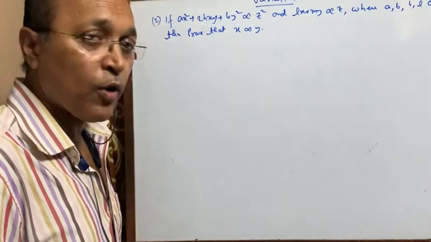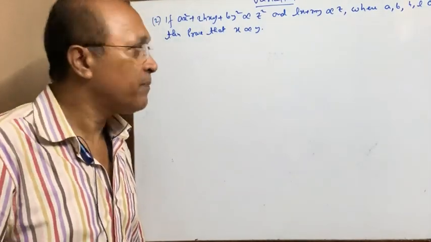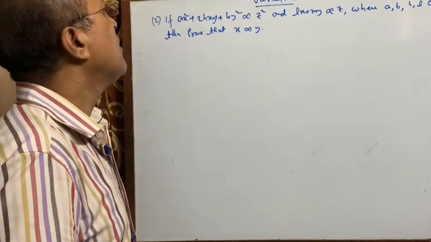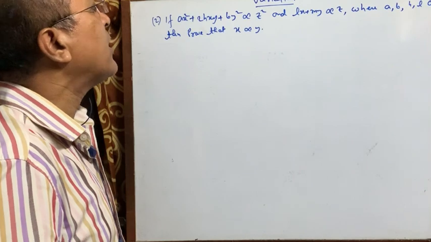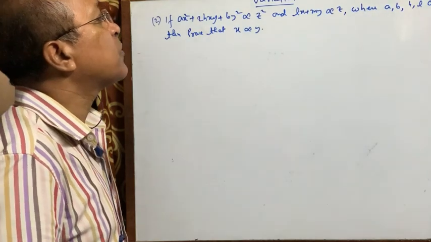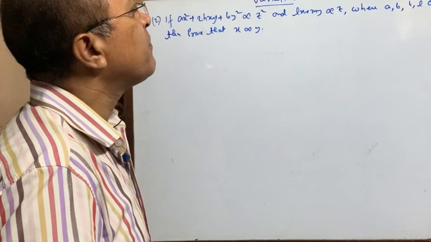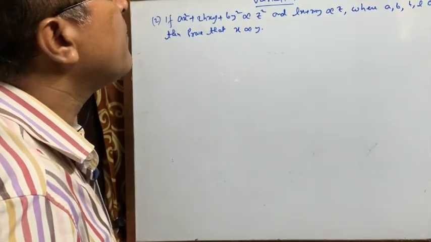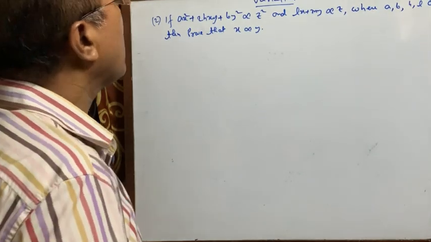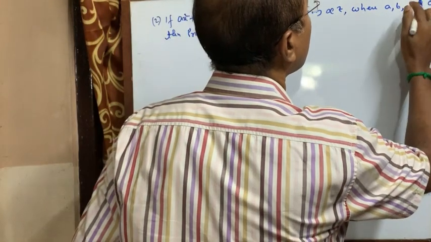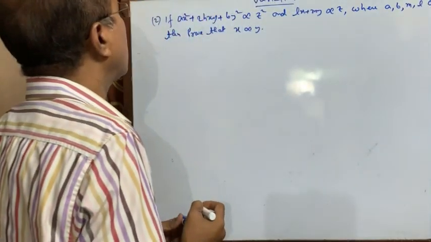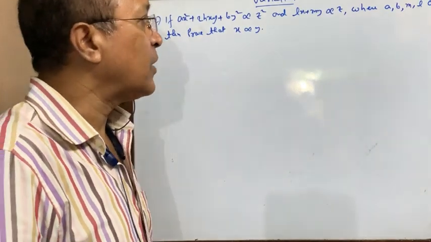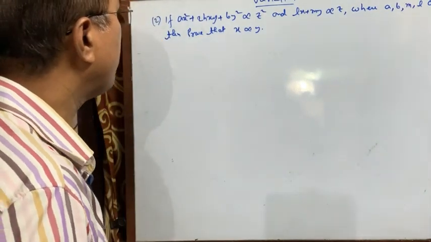Here is another interesting problem. First go through the problem. What is given? If ax square plus 2hxy plus by square is proportional to z square, and lx plus my is proportional to z, where a, b, l, m are all constants, then prove that x is proportional to y.